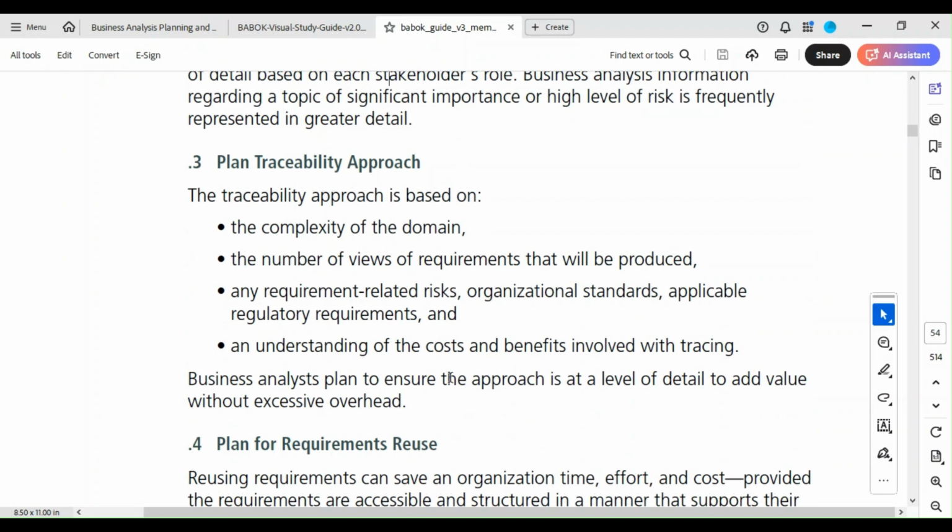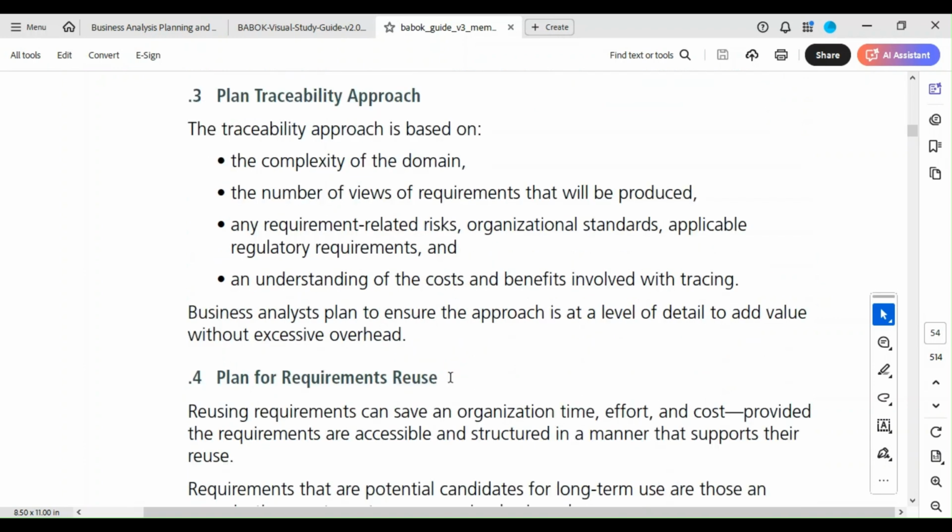Plan traceability approach. That is the third element. The traceability approach is based on the complexity of the domain, the number of reviews of requirements that will be produced, any requirement related risk, organizational standards, applicable regulatory requirements, and an understanding of the costs and benefits involved with tracing. Let's take this again.